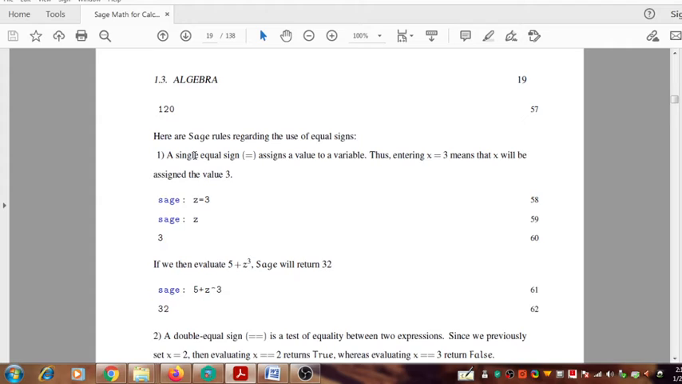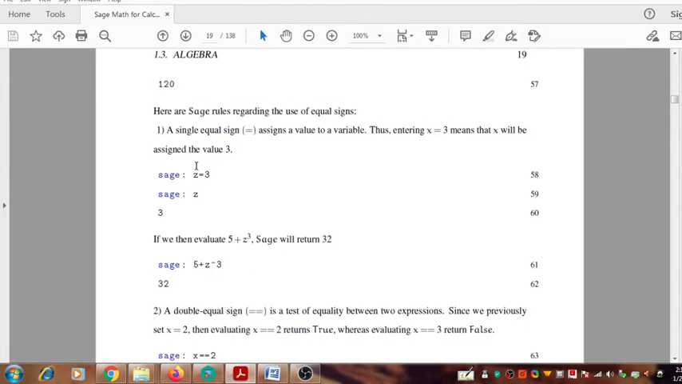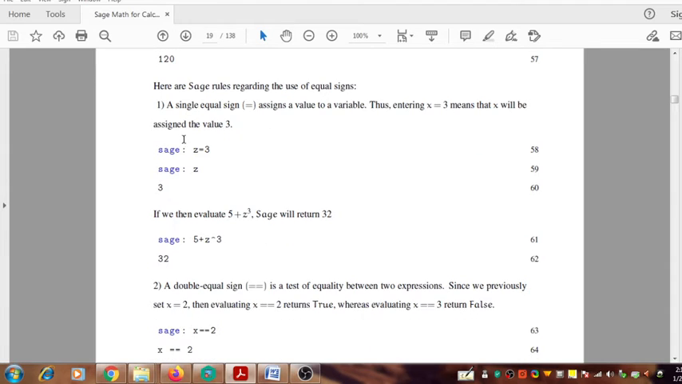This is what is going to happen in the case of SageMath also. When we use a double equal symbol in an expression, it simply means that we have two expressions, the left hand side expression, then the double equal symbol, and the right hand side expression. We are comparing the left hand side expression with the right hand side expression, and then the system will generate only two answers, either true or false. And that is explained here in these lines.